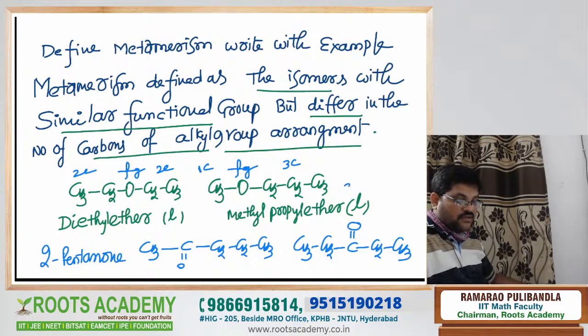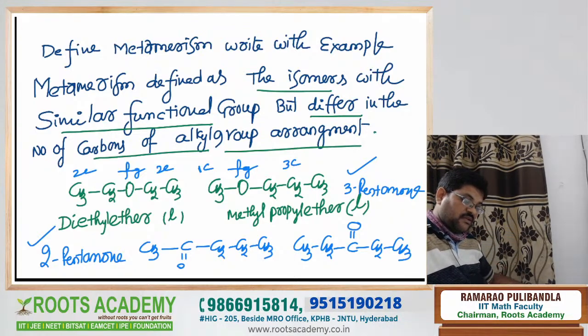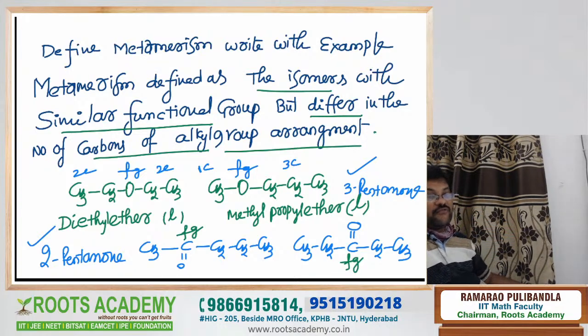This is called 3-pentanone. Now here you write as 2-pentanone, and here you write as 3-pentanone. Now, simple logic. Here what is common? The functional group is ketone. The functional group is the same, but the difference happens in the number of carbons. Understood? It's very easy.